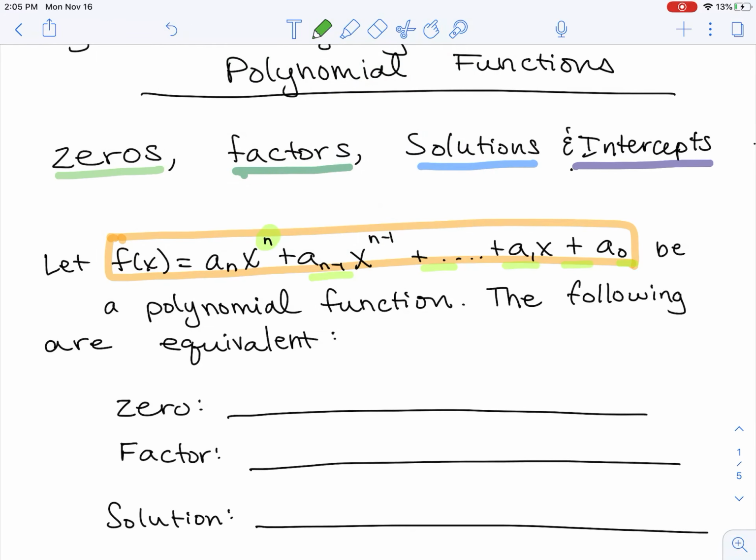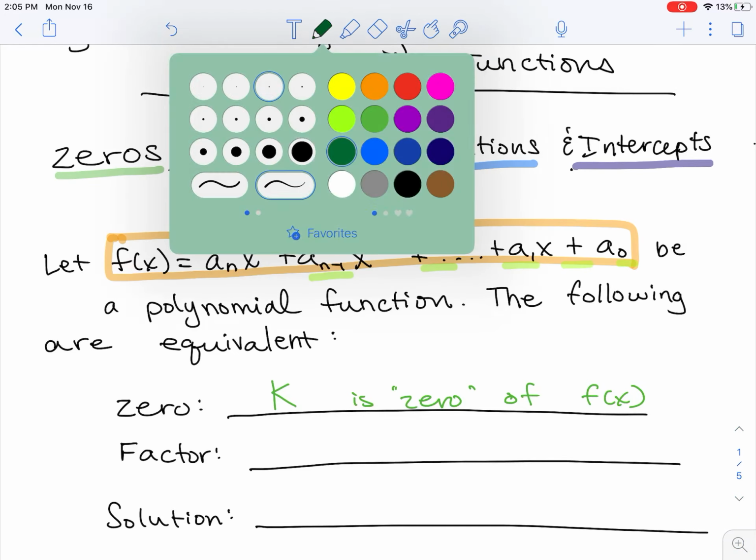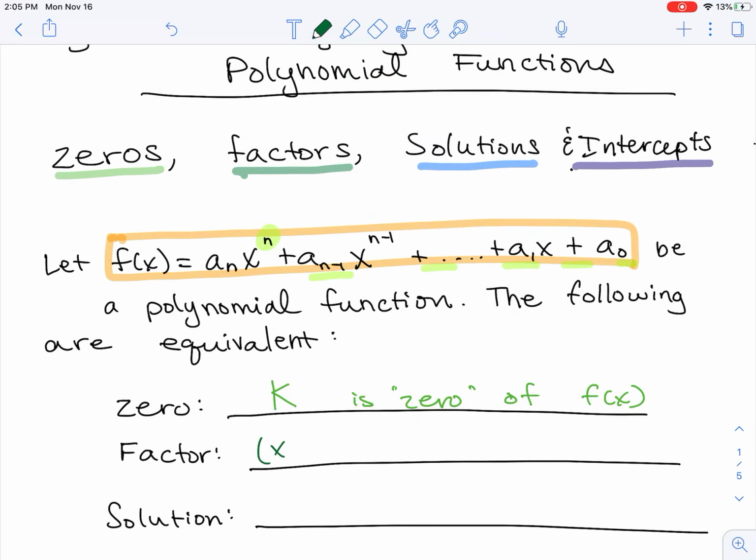So here is what a zero is. A zero is the value of k, which is a solution or an x-intercept of the polynomial function f. So k is a zero of f of x. A factor: the factor x minus k is a factor of f of x.